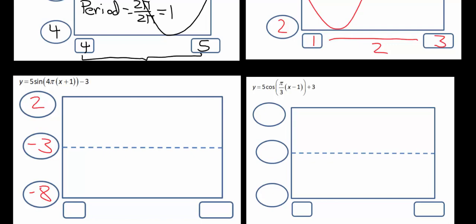Forgot to draw it. Use a different color. Okay, so it's sine. There we go. It's going to start. Oh, be careful. It says x plus 1. Okay, so c is like negative, right? So it's negative 1. Okay, it starts at negative 1.